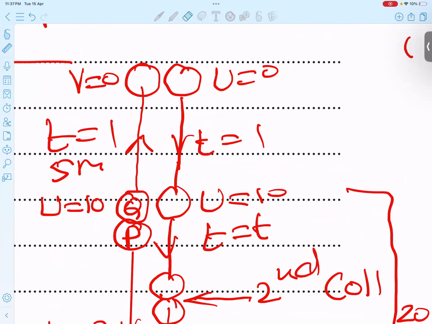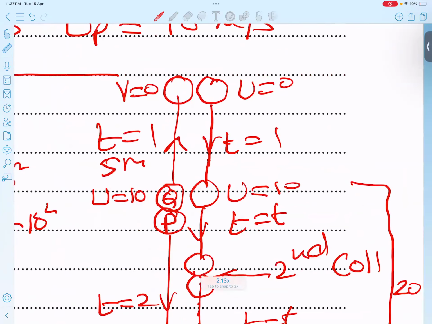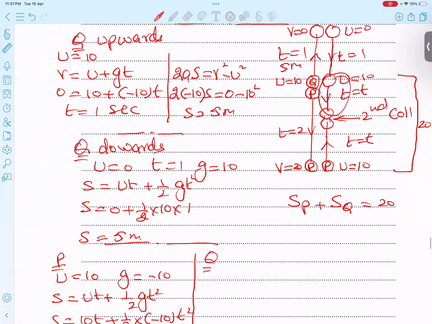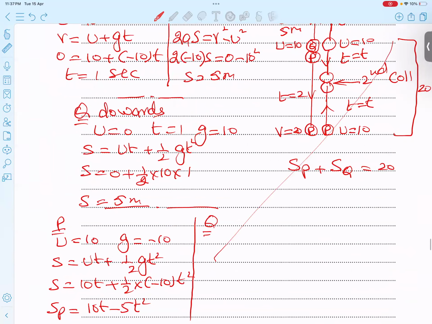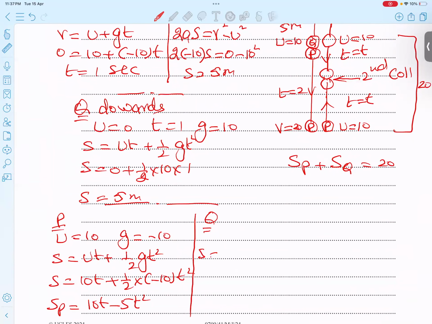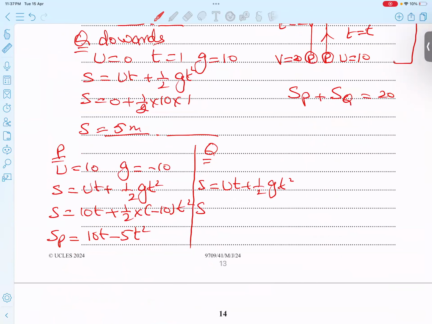Okay, so let's talk about the motion of the Q particle. So u is again 10. Gravity is coming down, so positive 10. So I'm writing here S is equal to ut plus half gt squared. So for Q it is the same story. We have u times t, but this time it is giving positive. And I got 10t plus 5t squared. And this is SQ.